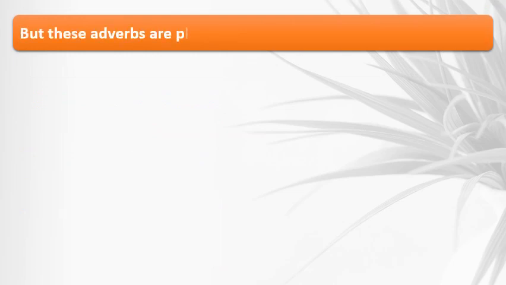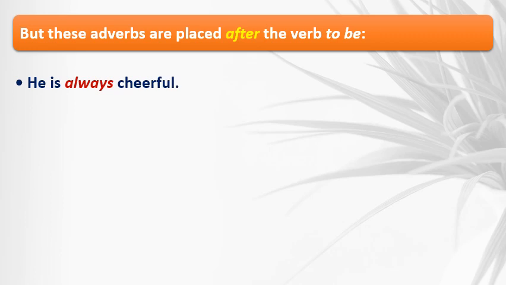But when these adverbs are placed after the verb to be, meaning when the adverbs are placed after the form of the verb be, that is am, is, are, was, were, at that time they are modifying the form of the verb be. To clarify it, let's see an example. He is always cheerful. So always is an adverb in the sentence and it is modifying the verb is here, which is a form of the verb be.